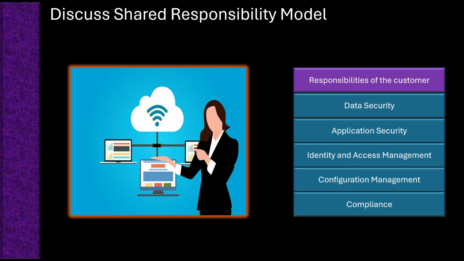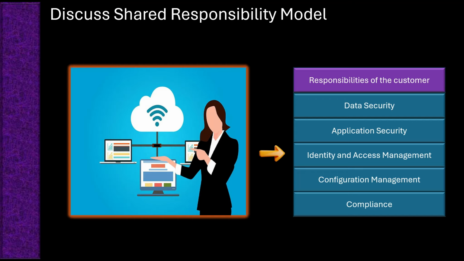Now let's understand customer responsibility in detail. While cloud providers manage the underlying infrastructure, customers are responsible for securing how they use the cloud. This includes ensuring the safety of their data, applications, configuration, and compliance with regulations. For data security, customers should protect the data they store, process, or transfer in the cloud. For application security, customers should secure applications they build or deploy in the cloud and ensure they don't expose vulnerabilities.